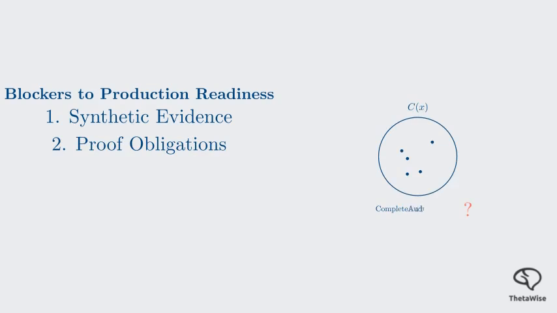While the results are promising, the paper is transparent about why this is not yet production-ready. There are several engineering and assurance blockers. First, the evidence is still synthetic. We need to see how the model performs on real-world order flow and replay data. Second, the proof of candidate family exactness is still a proof obligation. We need to be mathematically certain that the set of candidates we are searching is actually complete.